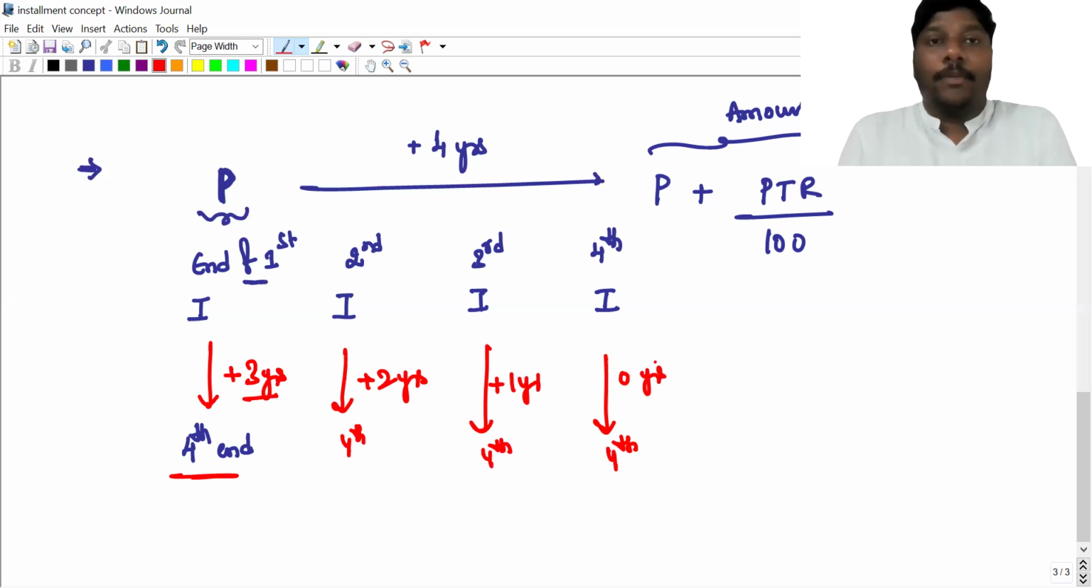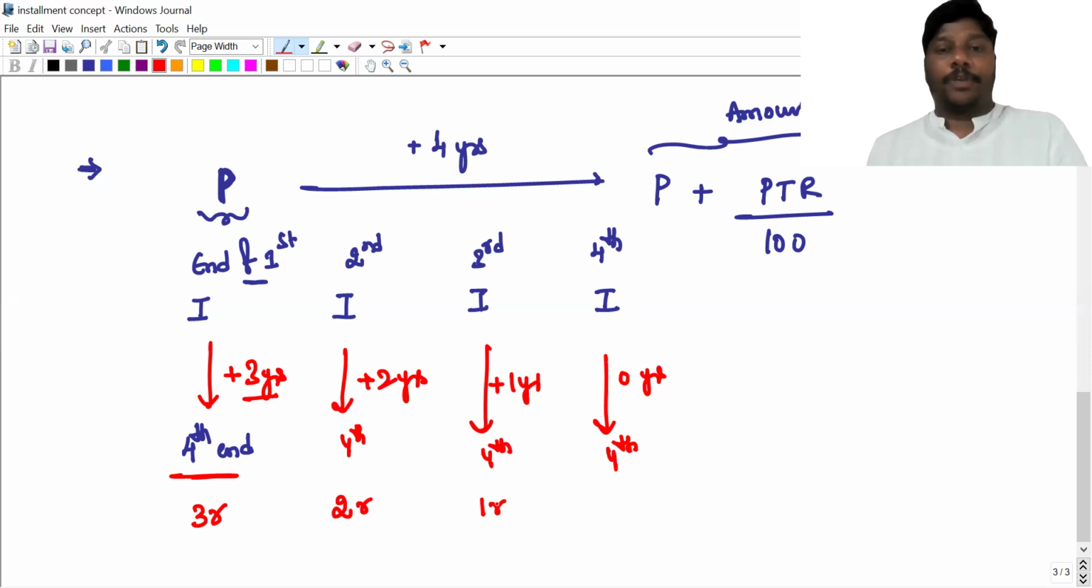That means if we had put the installments in a bank instead of paying them, we would have got 3 years of interest on the first installment. Say each year is R%. In the first year we would have got 3R% interest. In the second year we would have got 2R% interest. In the third year we would have got 1R% of interest. In the fourth year we get no interest. So this is the whole concept of installment in simple interest. The concept is very simple in simple interest.